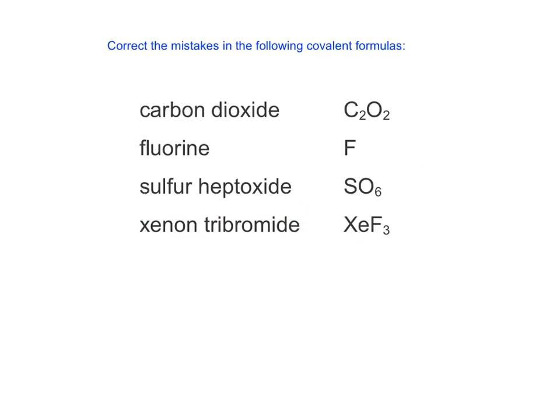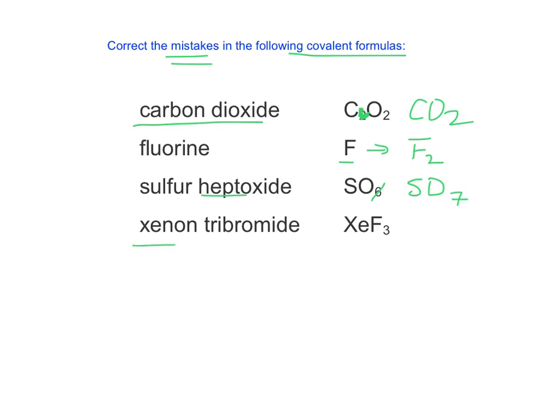I think this is the last slide, and now we're going to look for the mistakes in the formula. This student was trying to write the formula for carbon dioxide. They gave carbon a 2. It should have just been CO2. Fluorine, they just said the symbol was F, but we know fluorine is a diatomic, so it should have been F2. Sulfur heptaoxide, hepta means 7, so this should have been SO7. And then xenon tribromide, they wrote XeF3, and bromide is not fluorine, so it should have been XeBr3.